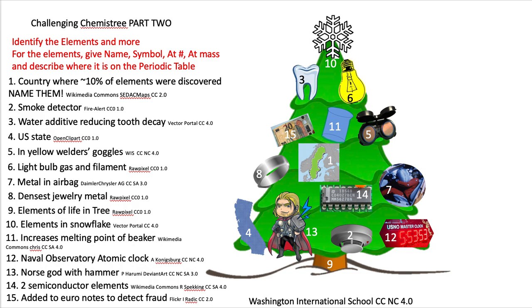What element is added to increase the melting point of beaker glass? The Naval Observatory atomic clock, and it's got quite a few atomic clocks inside. It's the one outside I'm thinking of, and what element is there? Element named after a Norse god with a hammer. 2 semiconductor elements, and you might find more. And something that's added to Euro notes to detect fraud.